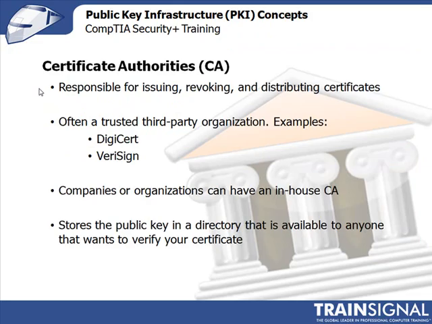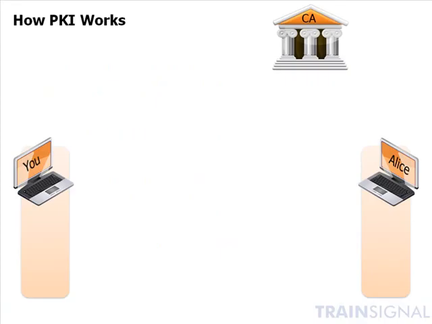A certificate authority is a server responsible for issuing, revoking, and distributing digital certificates. This is often a trusted third-party organization. Commercial examples are DigiCert and VeriSign. But companies and organizations can create their own in-house CA. For example, the Windows Server products offer tools to create a local certificate authority. The CA also stores the public keys in a directory that is available to anyone that wants to verify your certificate. Now that we have added the CA, that secure message transfer gets even better.